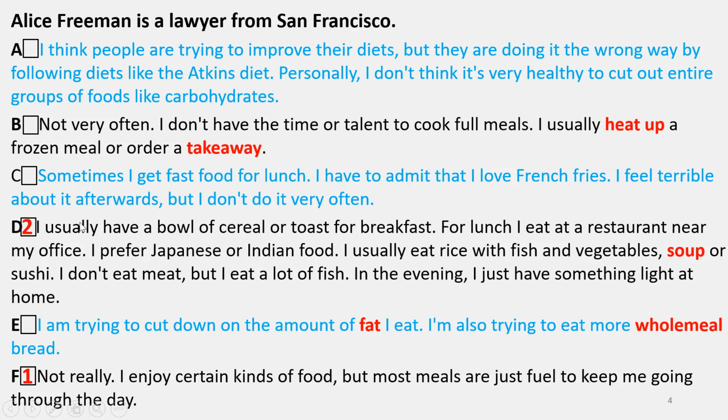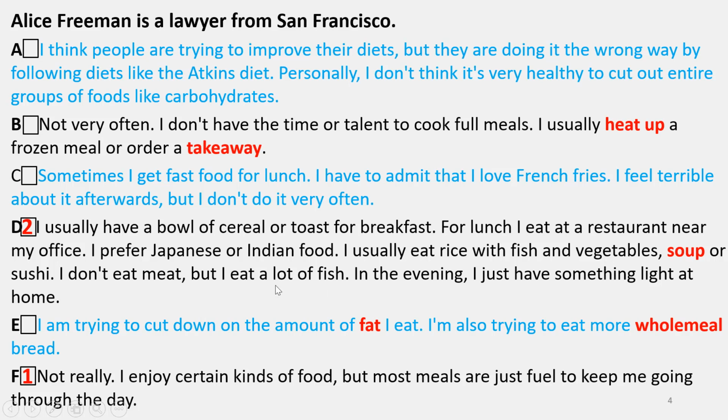And let's see how Alice answers. I usually have a bowl of cereal or toast for breakfast. For lunch, I eat at the restaurant near my office. I prefer Japanese or Indian food. I usually eat rice with fish and vegetables, soup or sushi. I don't eat meat, but I eat a lot of fish. In the evening, I just have something light at home.